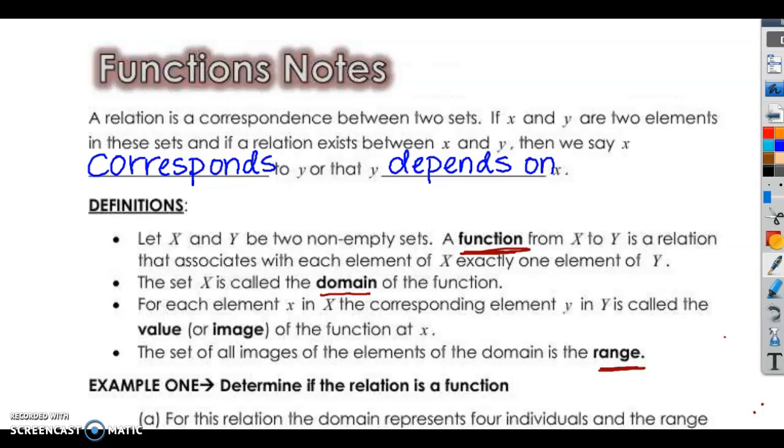A relation is a correspondence between two sets. So if x and y are two elements in those sets, and if the relation exists between x and y, then we can say that x corresponds to y and that y depends on x.